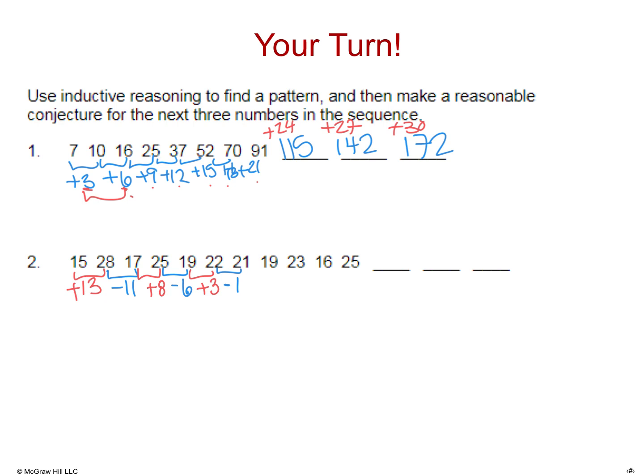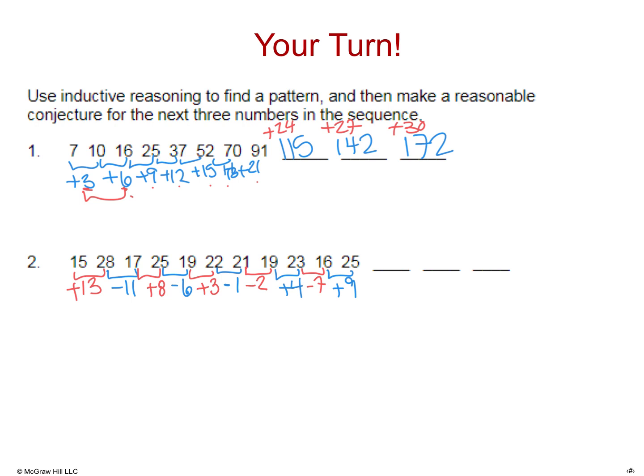And then 21 to 19 is decreasing by 2. And then 19 to 23 is increasing by 4. And then 23 through to 16 is decreasing by 7. 16 to 25 is increasing by 9. Okay, so let's see what kind of pattern we have.